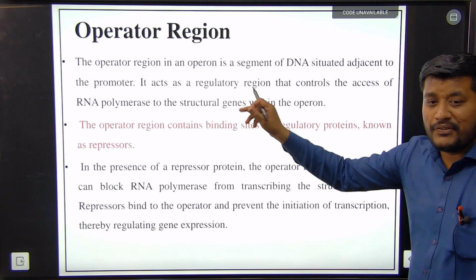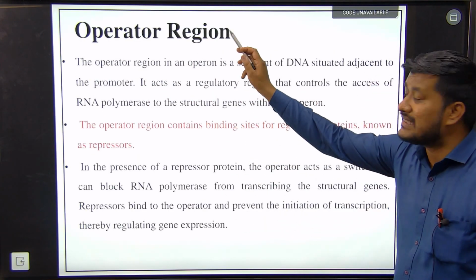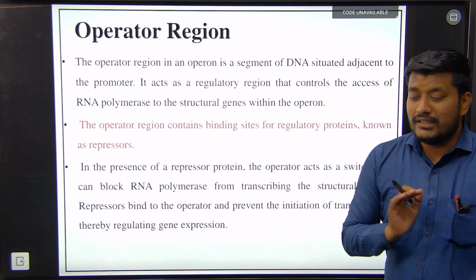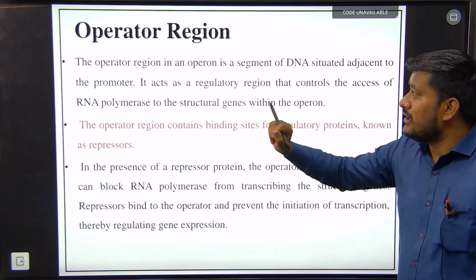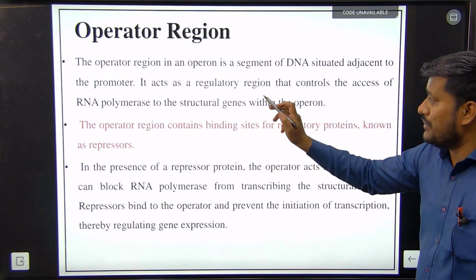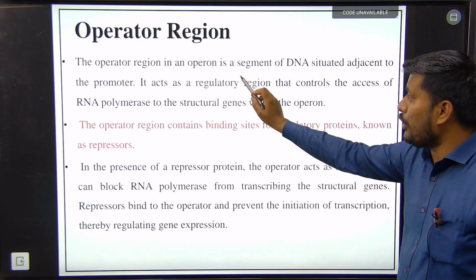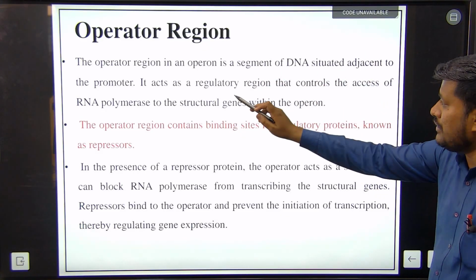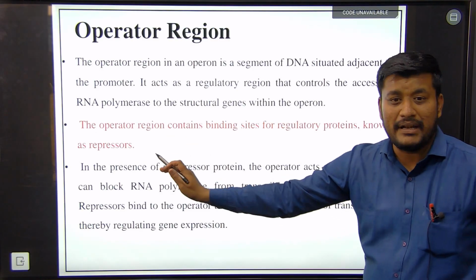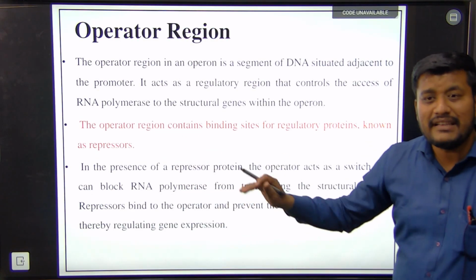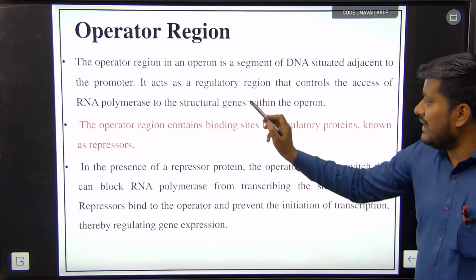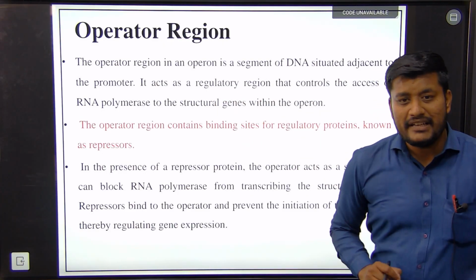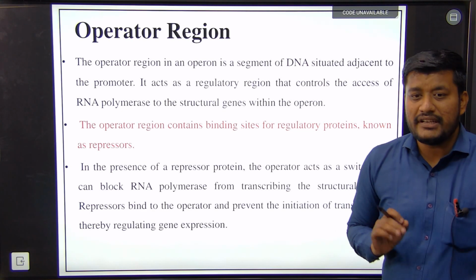Now we are seeing the different region in the operon. It is called the operator region. Operator means which maintains the operating system. The operator region in an operon is a segment of DNA that is situated adjacent to the promoter. In simple language, after the promoter there is a presence of the operator region. It acts as a regulatory region. What is the function of the operator region? So it works as a regulatory region.